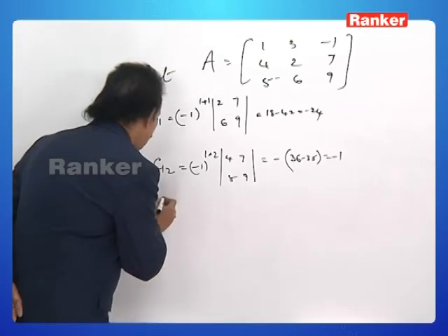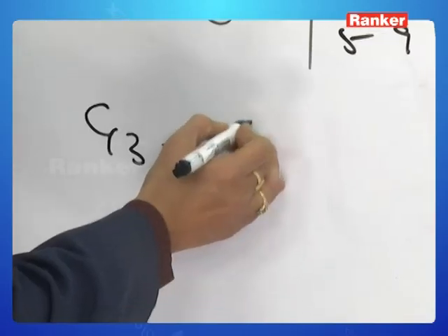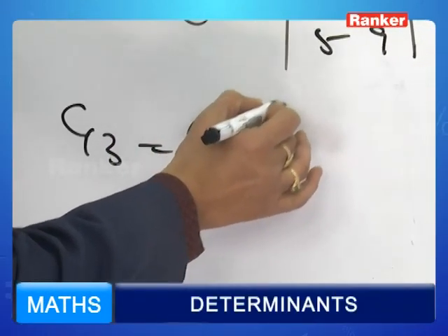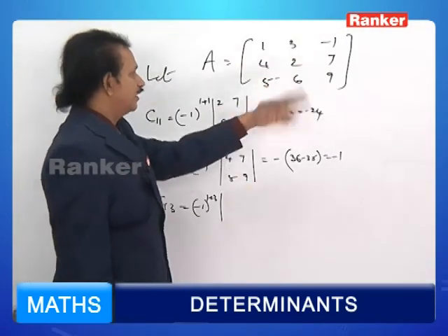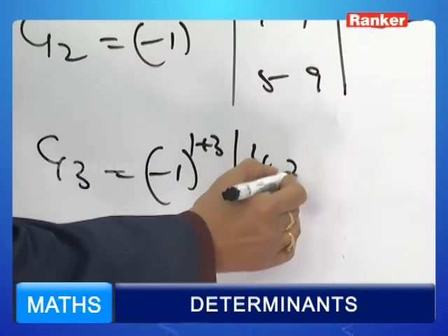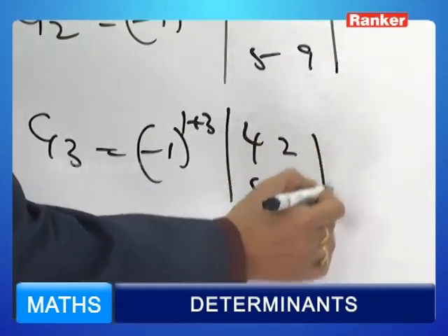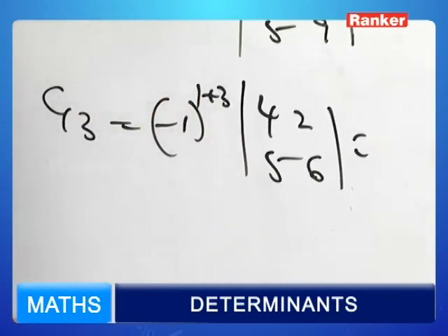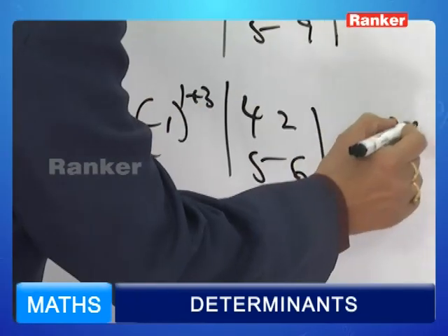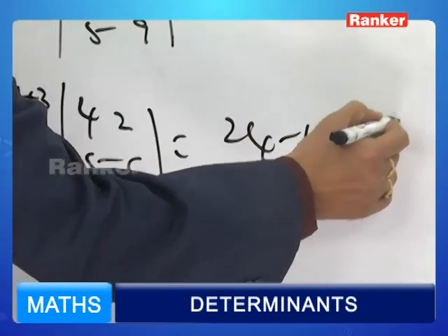And C13: you have minus 1 whole power 1 plus 3. First row, third column. Remove that. 4, 2, 5, 6. 1 plus 3 is 4. Minus 1 whole power 4 is positive. So 24 minus 10 is nothing but 14.